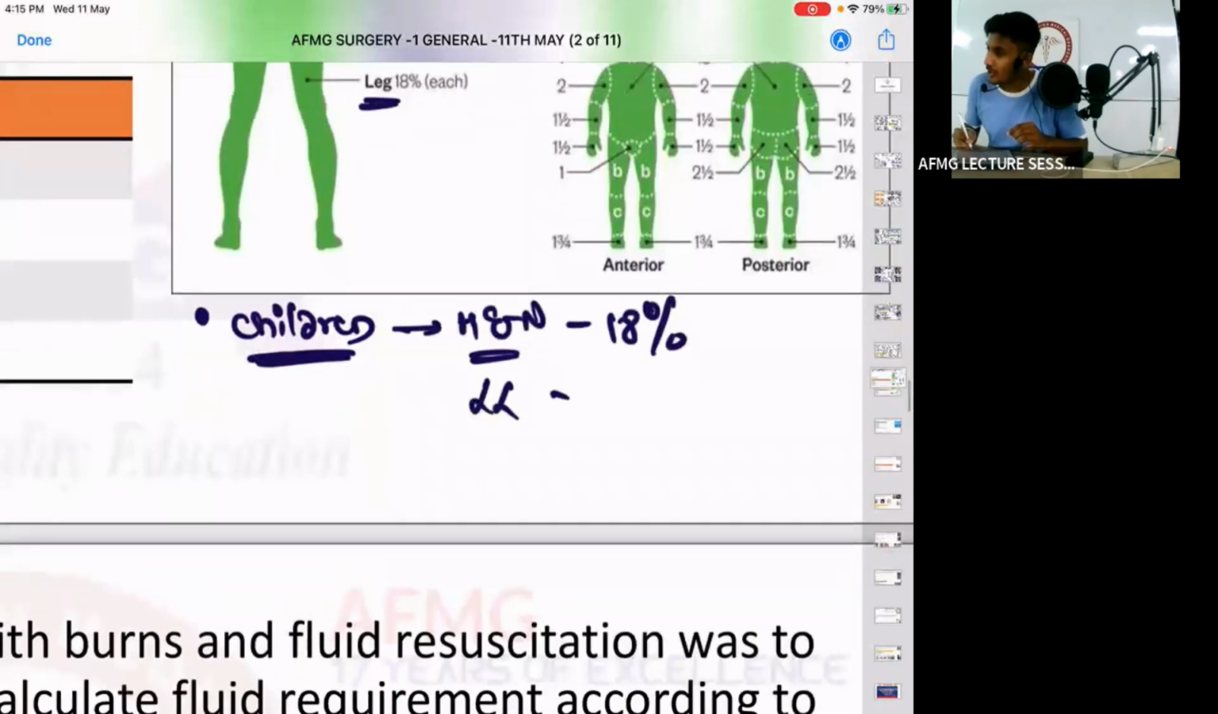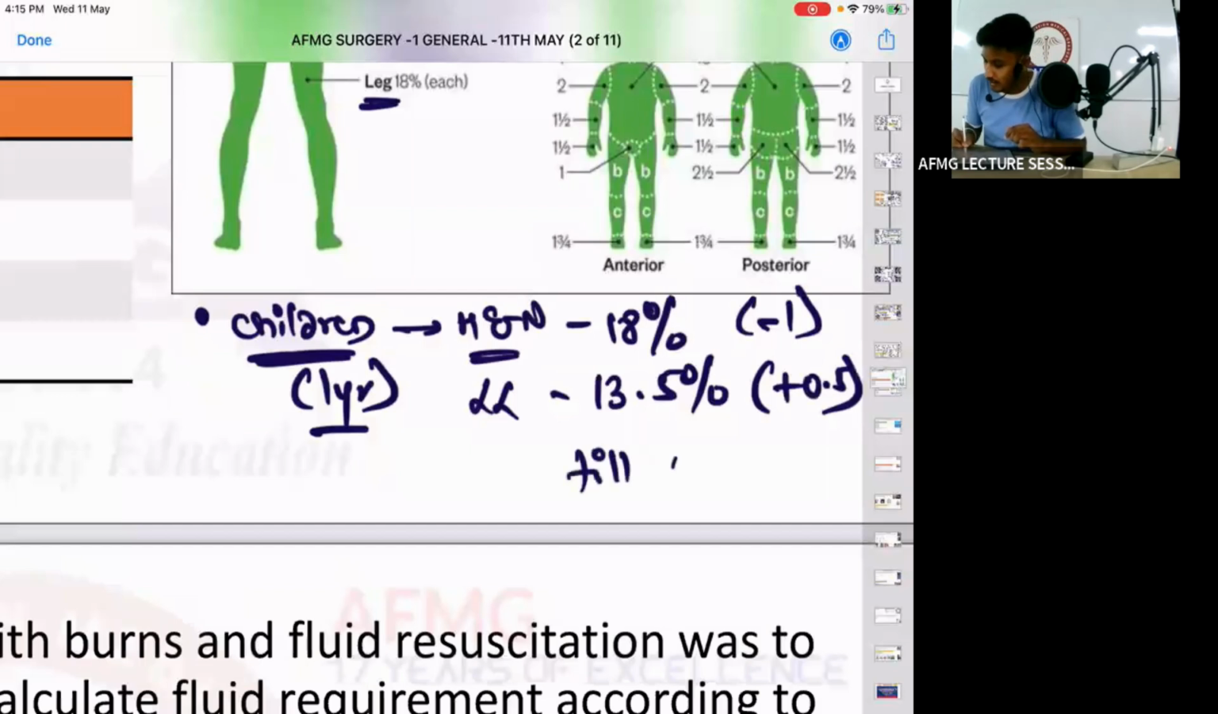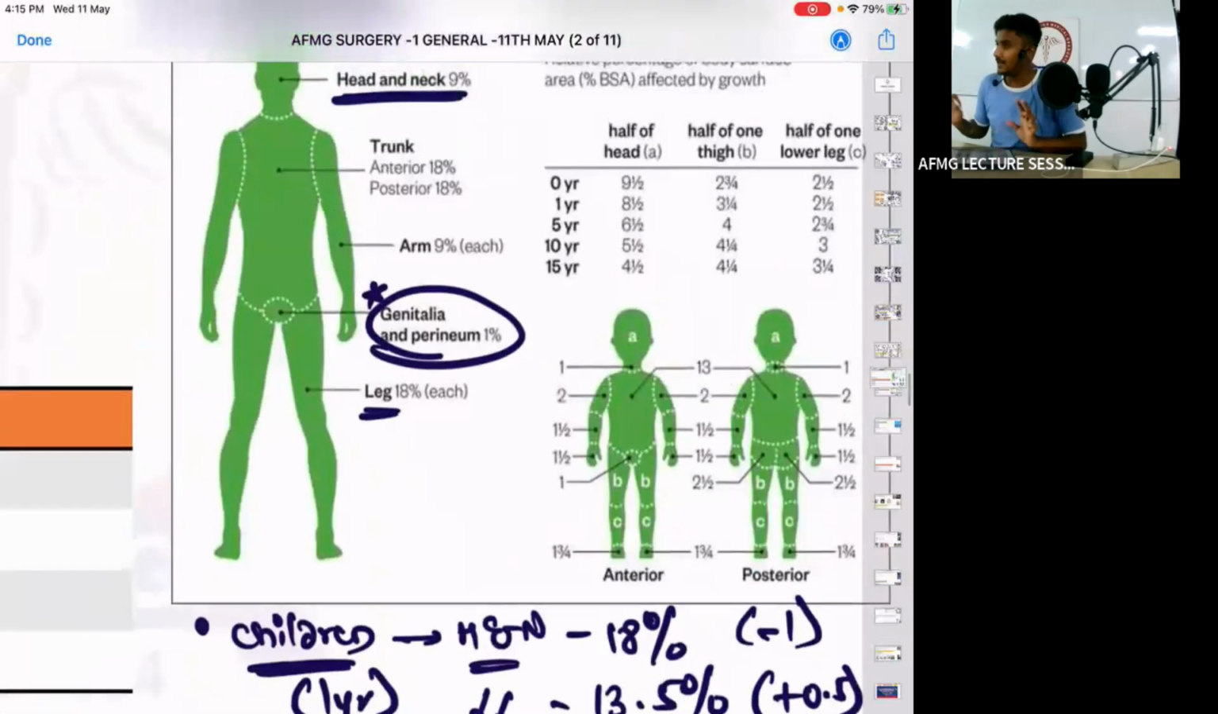But each lower limb will constitute 13.5%. As you go from 1 year till 9 years of age, you will increase 0.5 in lower limb and decrease 1% from head and neck. Till what age? Till 9 years of age. No issues. If you can't remember, at least remember the adult one, okay?